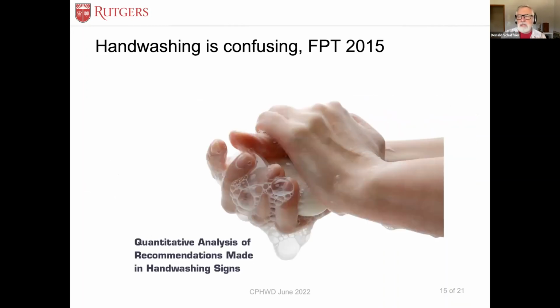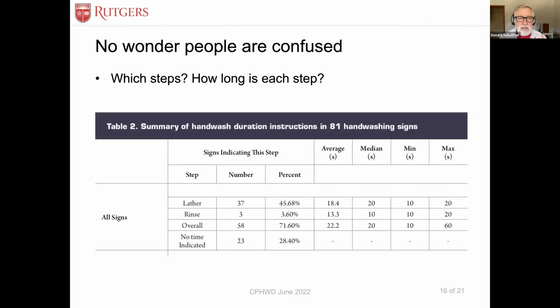Okay, now we're going to change gears again, and this is some more work done by my graduate student, Dane Jensen, and the title of this slide is "Hand Washing is Confusing." Dane was a wonderful graduate student, very entrepreneurial, and this is an idea for a project that he came up with entirely on his own, which is some work that we've entitled Quantitative Analysis of Recommendations Made in Hand Washing Signs. What Dane did was he went out on the internet and he found examples of hand washing signs that are used in different companies or in different states, and we did a quantitative analysis.